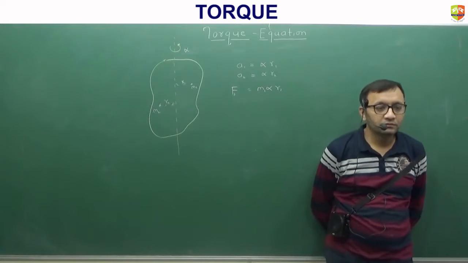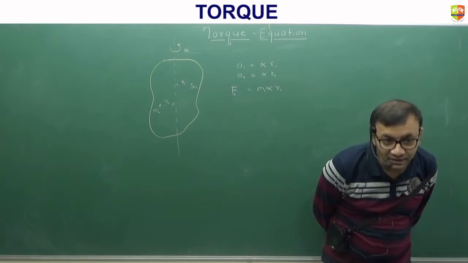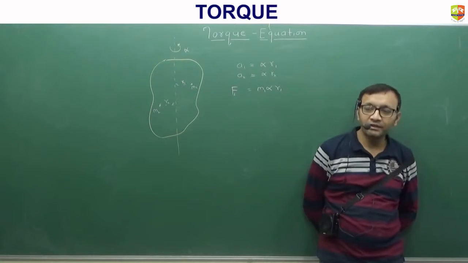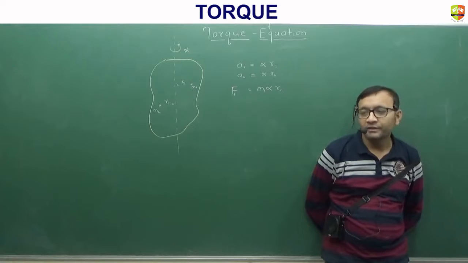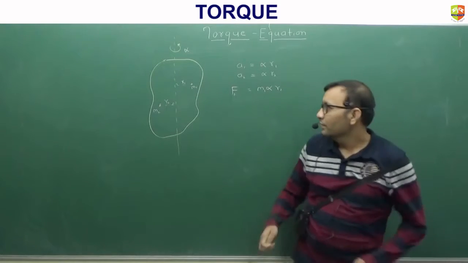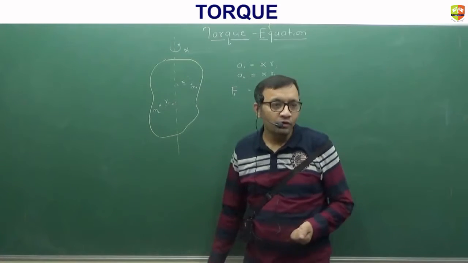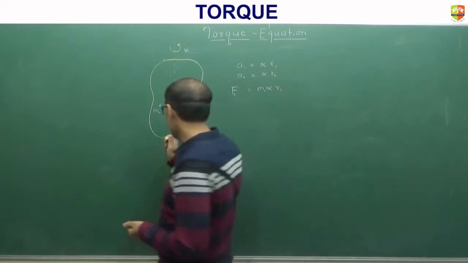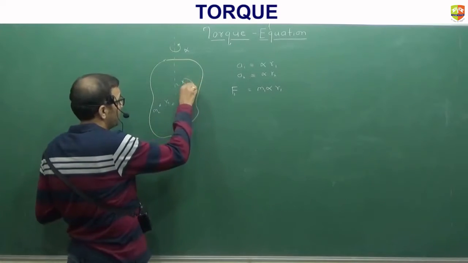So you're neglecting all the force. Wait, no. I'm taking acceleration as alpha r1. Is that the only acceleration? There will be centripetal acceleration also. It is moving in a circle, right? So centripetal acceleration will be omega square into r1. So there will be centripetal force as well to provide centripetal acceleration.